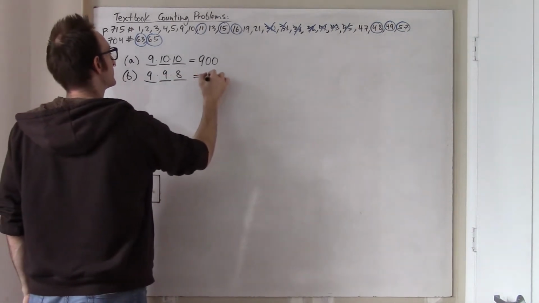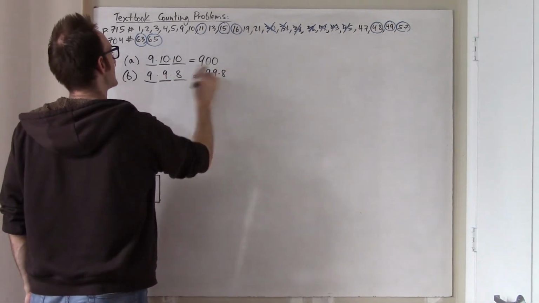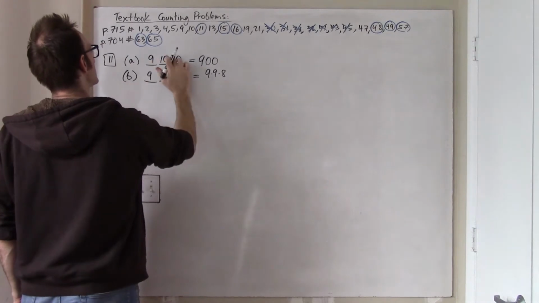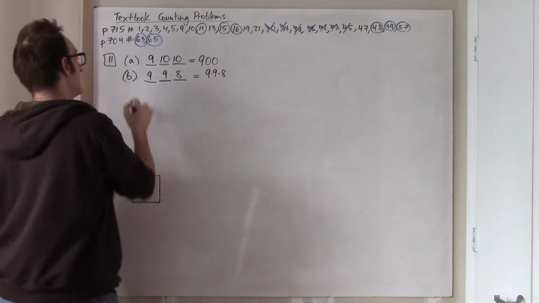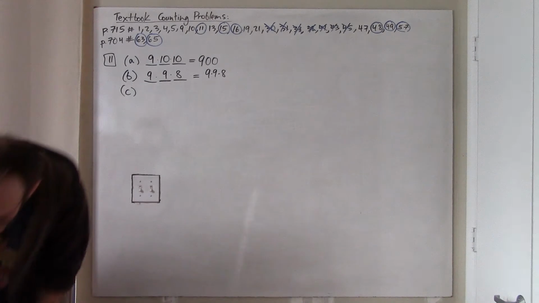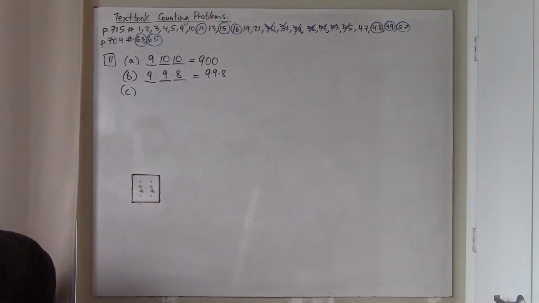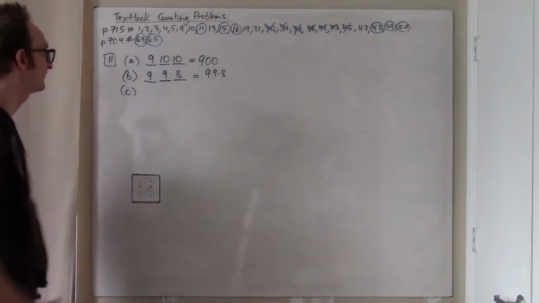Okay, so the answer to this problem is whatever 9 times 9 times 8 is. Maybe I shouldn't put dots here. Well, maybe I should. Okay, part C. The leading digit cannot be 0, in other words, it's a legit 3-digit number, and the number must be a multiple of 5.